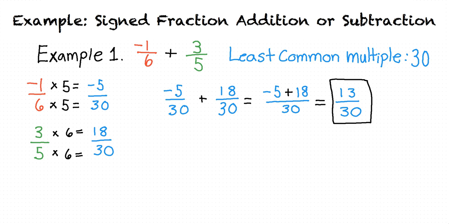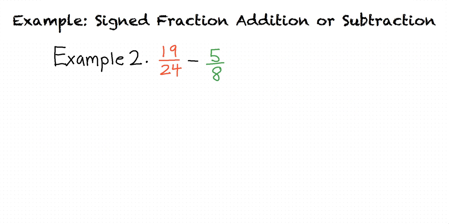Let's try out one more example. 19/24 minus 5/8. In this example, we have two fractions with different denominators, so our first step is to find the least common multiple between them. The smallest number that both 24 and 8 multiply into is 24. We can now change the denominator of both fractions to 24.